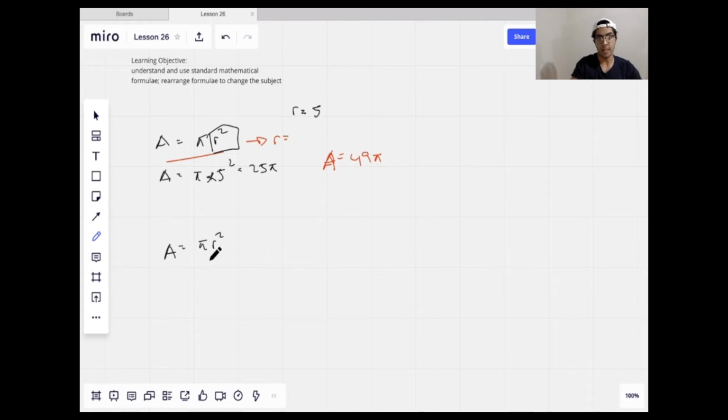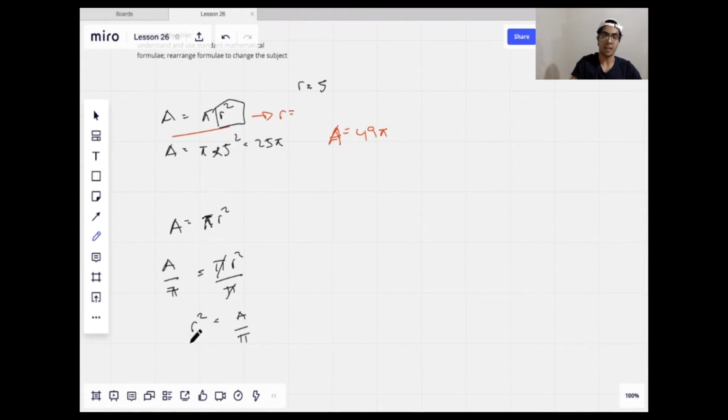If you want to get rid of everything associated with the r, what we first do is divide both sides by pi. If we divide the left hand side by pi, we have A divided by pi, and on the right hand side, pi r squared divided by pi just gets rid of this pi, which is what we wanted to do. So we have r squared is equal to A over pi. I moved the r squared to the left just because that's how we usually have it.